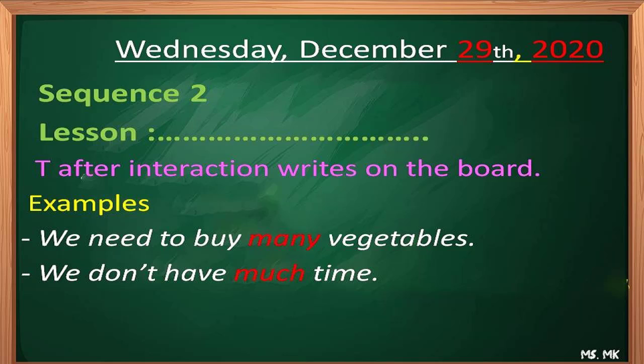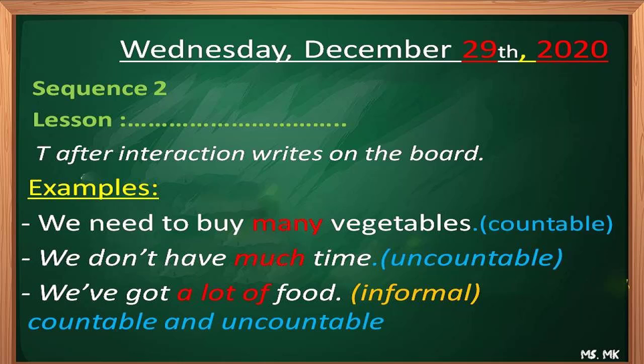Here I wrote these two examples. We need to buy many vegetables. We don't have much time. Then, of course, I'm going to interact with my pupils, and I'm going to add, we've got a lot of food, or the other example of a lot of. Here, I'm going to ask my pupils questions, which is going to be in a form of interaction. And this way, I'm going to make my pupils guess the title of the lesson.